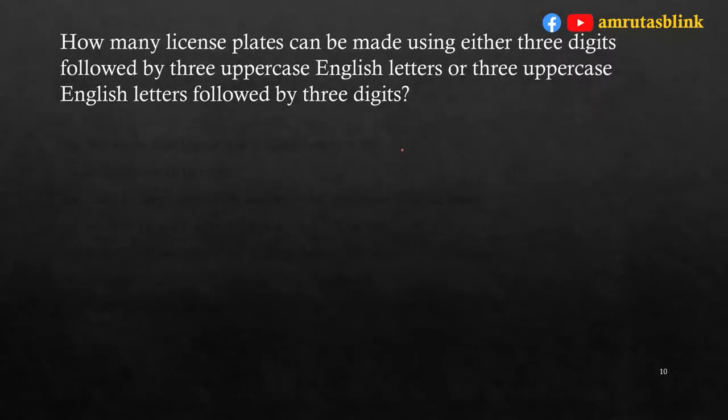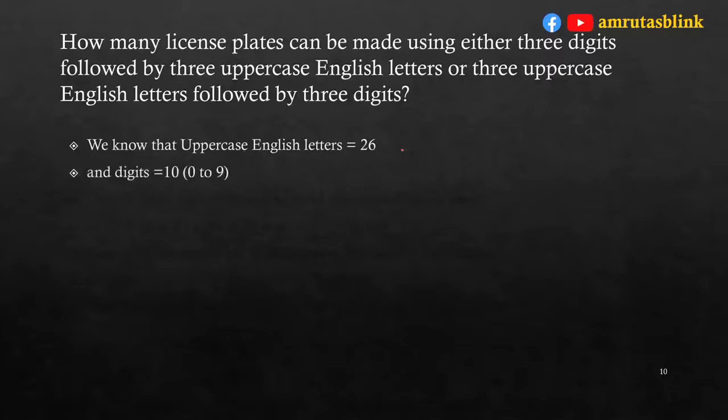How many license plates can be made using either 3 digits followed by 3 uppercase English letters, or 3 uppercase English letters followed by 3 digits? Now there are 2 combinations asked. So the first combination is 3 digits followed by 3 uppercase letters. Now we know there are 26 uppercase letters, and there exist 10 digits, that is 0 to 9.